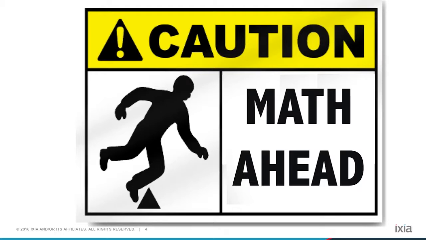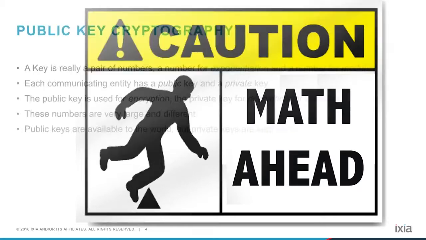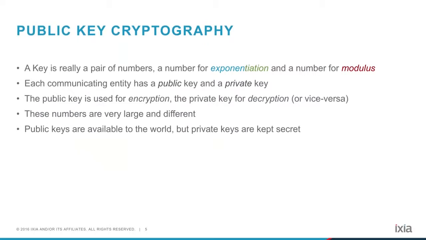Okay, so introduction to public key crypto. A key, when we say a public key or a private key, it's really a pair of numbers. There's a number for exponentiation and a number for a modulus. When 2 entities communicate using encryption, each one has a public key and a private key. Now, typically, the public key is used to encrypt data, and the private key is used to decrypt it. And those numbers, by the way, are very large, and they are different.